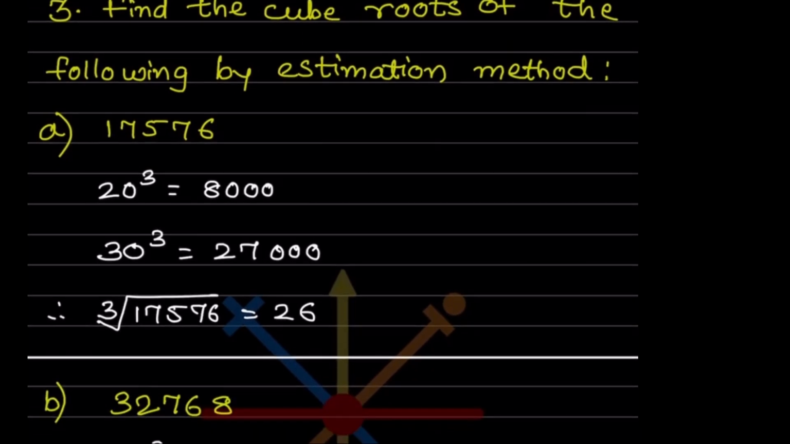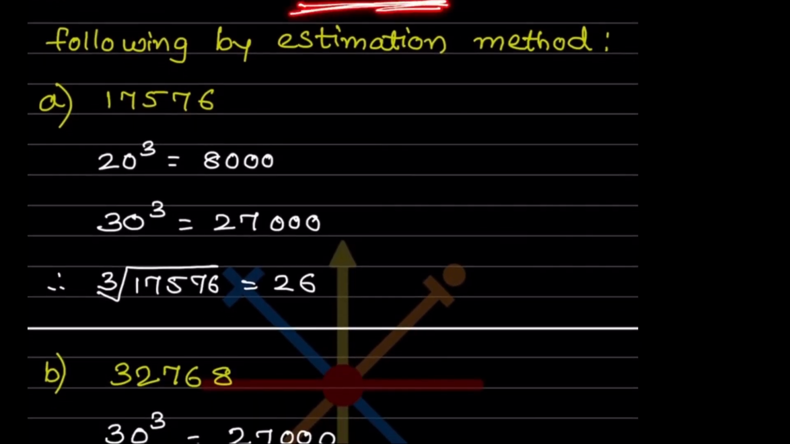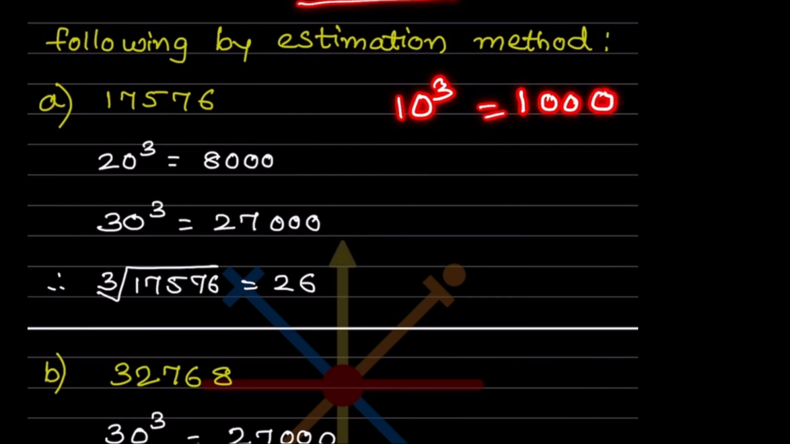So now find the cube roots. Now here they said find the cube roots of the following by the estimation method. It means you have to see tentatively what it will be. You have to estimate it, not by the direct method. So now see here, 17,576. We have to find the cube root. 10 cube is going to be, you will write 10, 1, 2 and 3 zeros. So that is going to be 1000.